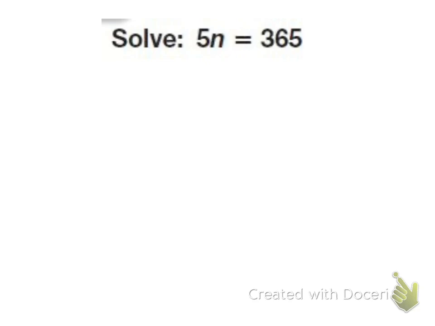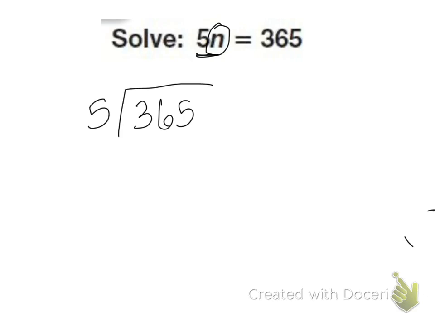Okay, so here I have 5 times n equals 365. So I have two numbers multiplied here, 5 and n. So I can find the unknown factor by dividing the product, 365, by my known factor, 5. Okay, so 5 cannot go into 3, so we're going to see if it can go into 36. I know that 5 can go into 36 7 times. 5 times 7 is 35. I subtract. 36 minus 35 is 1, and I bring down the next number.